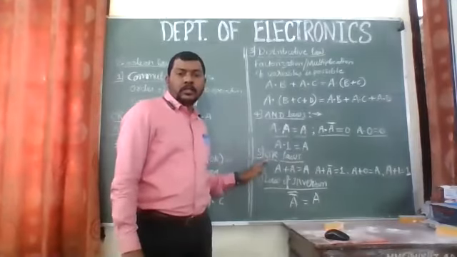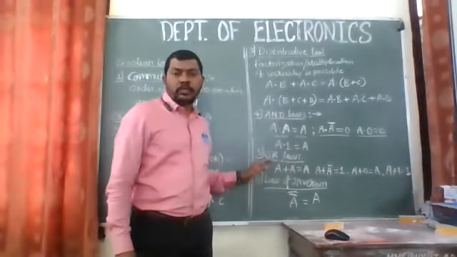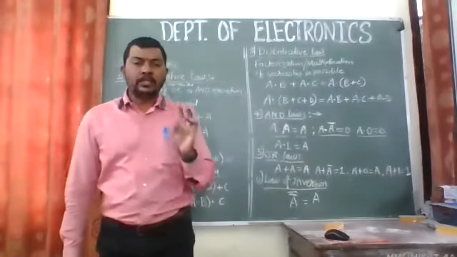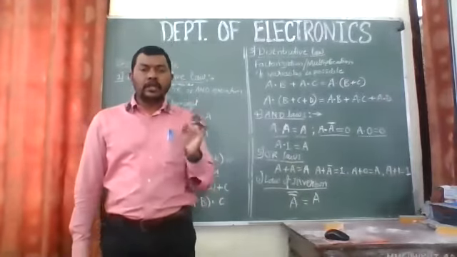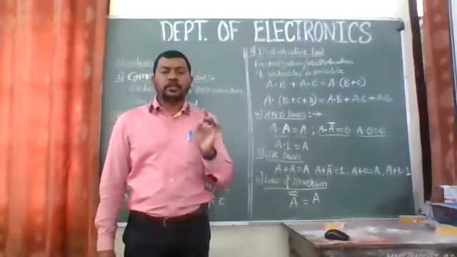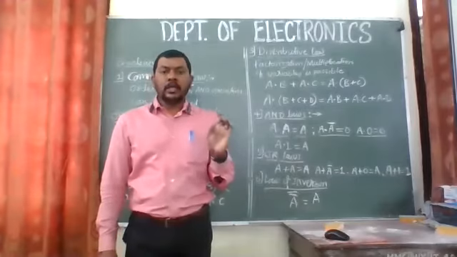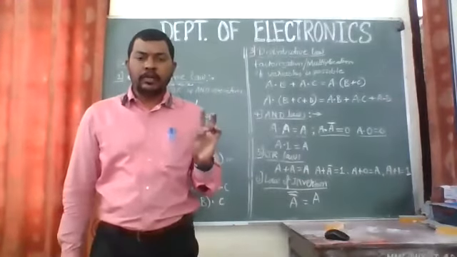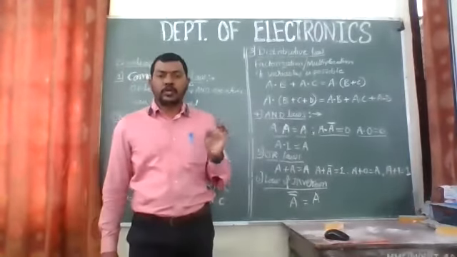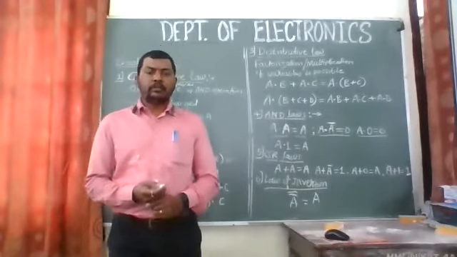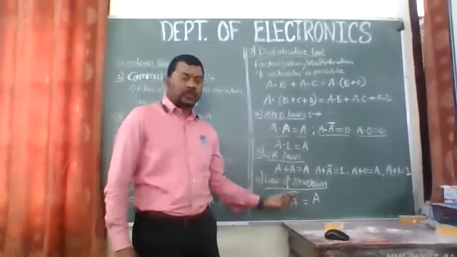Four OR laws are there. That is the fifth law of Boolean expression. A plus A is A, A plus A bar is 1, A plus 0 is A, and A plus 1 is 1. So these are four equations. Again: A plus A is A, A plus A bar is 1, A plus 0 is A, and A plus 1 is 1.